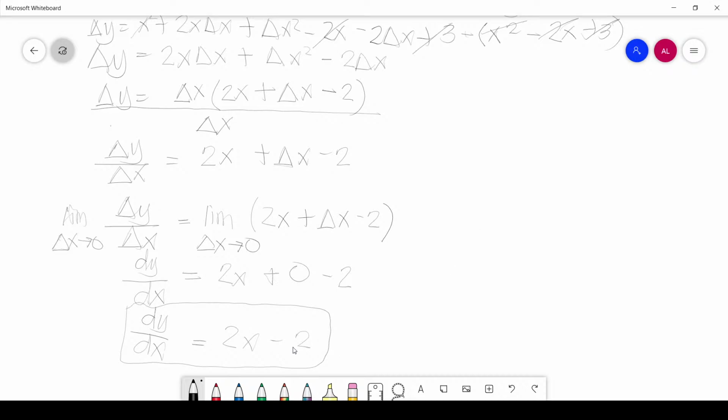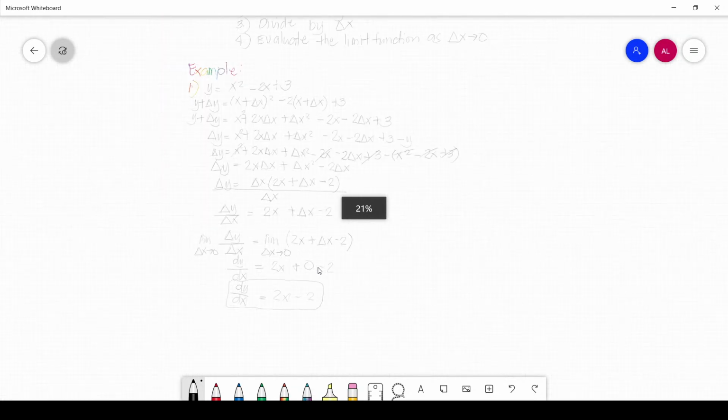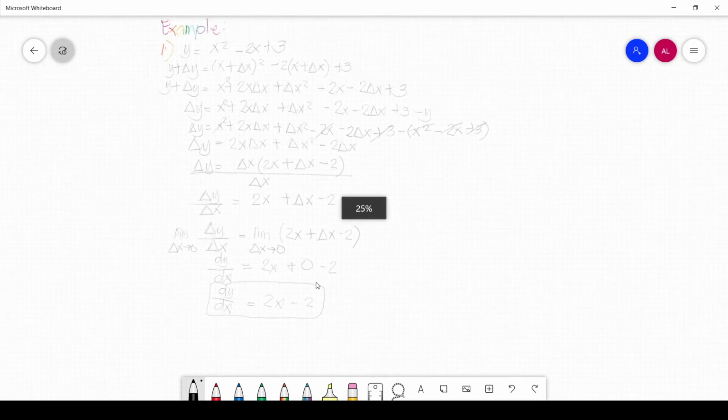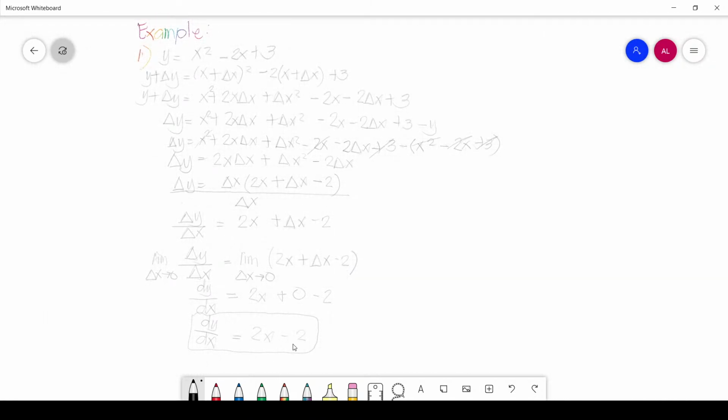So for example, meaning the slope at any point of this curve, or the function, to generalize. Is it a curve? Right, it's a curve in x. So the slope at any point in this function is 2x minus 2.